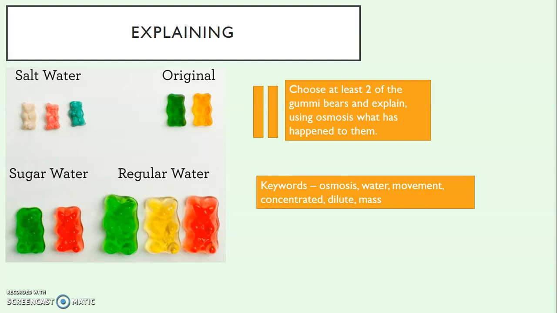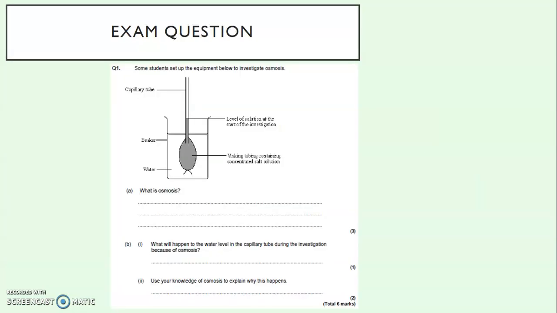Okay guys, so welcome back. Last thing we're going to do is just have a quick look at an exam question. They love asking ones about this, about how these masses are going to change. So some students set up the equipment below to investigate osmosis. We've got a capillary tube. This is just a thin glass tube. Beaker, we've got water in our beaker. And then this is Visking tubing with concentrated salt solution. Now Visking tubing will act as a semi or partially permeable membrane.